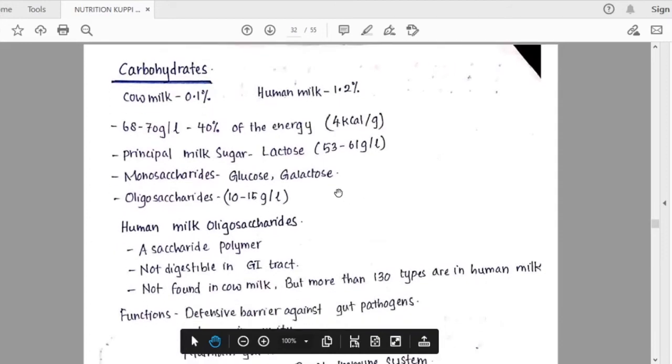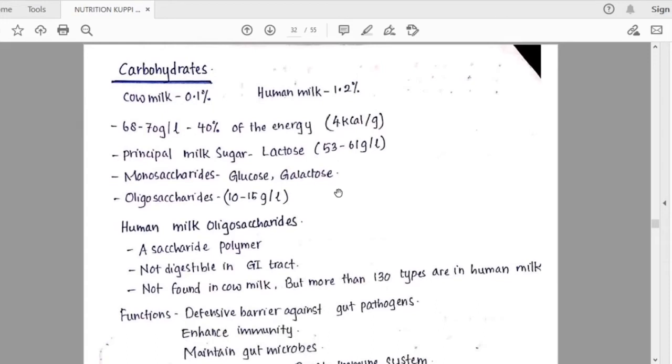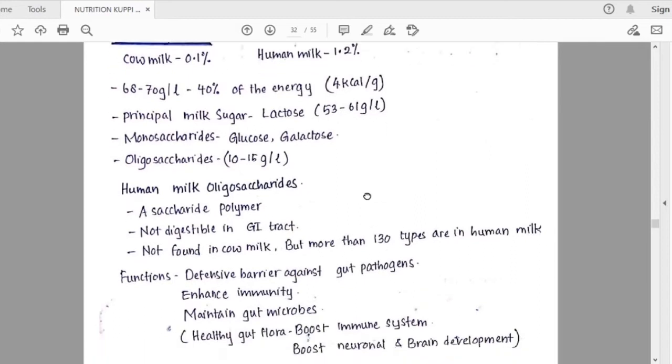Carbohydrates. Cow's milk has 0.1% carbohydrates, while human milk has 1.2% carbohydrates. The carbohydrate content of human milk is 68 to 70 grams per liter. So, 40% of the energy is produced by the carbohydrates in milk. The principal milk sugar is lactose, and lactose is a disaccharide made of glucose and galactose.